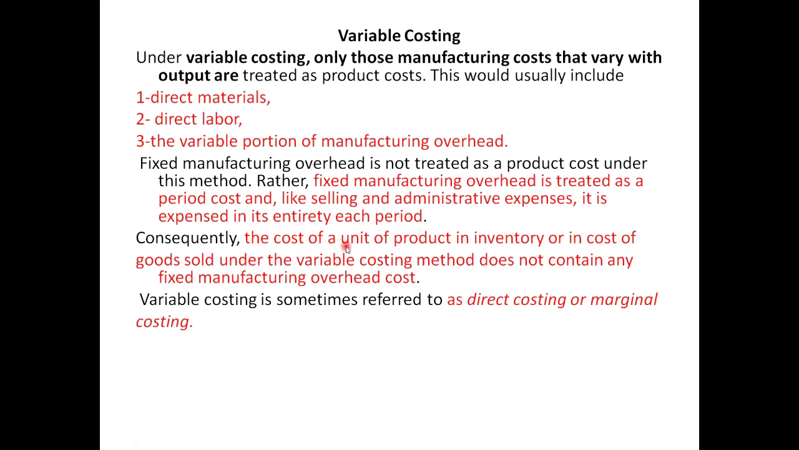each period. The cost of a unit of product in inventory or in cost of goods sold under the variable costing method doesn't contain any fixed manufacturing overhead costs. Variable costing is sometimes referred to as direct costing or marginal costing.